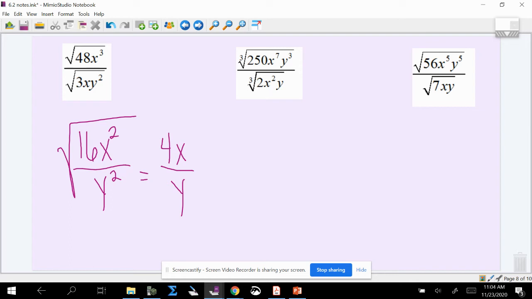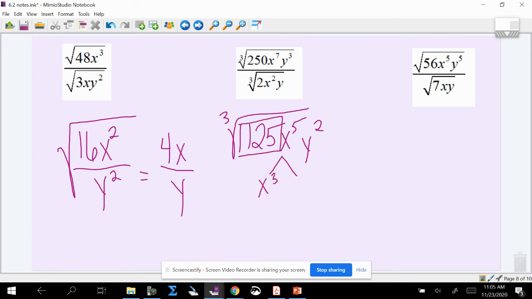Next one, 250 divided by 2 is 125. X to the 7th divided by x to the 2nd is x to the 5th. Y to the 3rd divided by y is y squared. And I'm taking the cube root of that. 125 is a perfect cube. I do not need to break it down. X to the 5th is not. I'm going to have to break it down into x to the 3rd and x squared. That's the perfect one. And y squared, the power is actually too small. It's not divisible by 3 because it's not even equal to 3. So that's going to be left over along with the x squared.